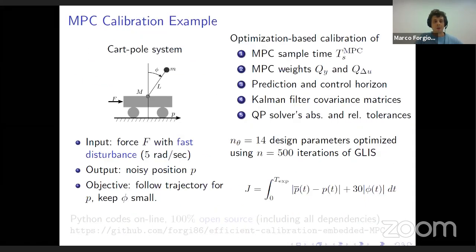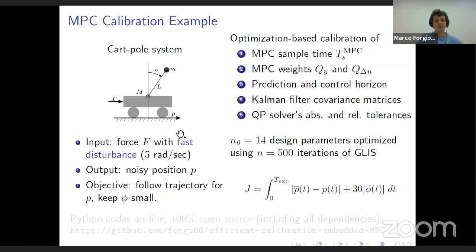So this is applied on a classic benchmark for control systems, the cartpole system. Here we have a cart. We want to control its position to follow a trajectory while balancing the small mass. Of course, it's an unstable system, so it's rather challenging. The input is a force F, and on the force we added a fast disturbance.